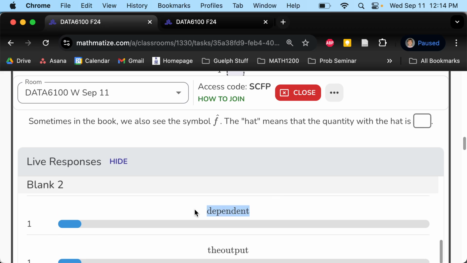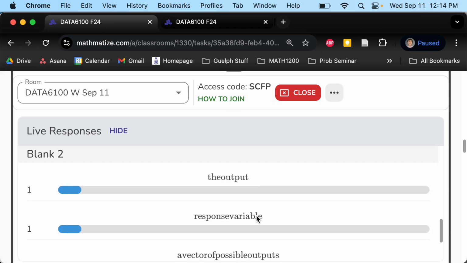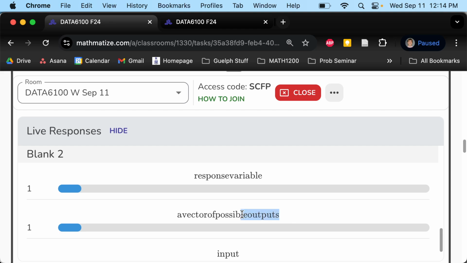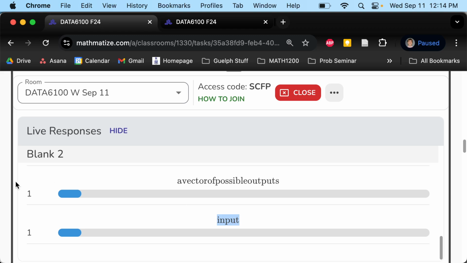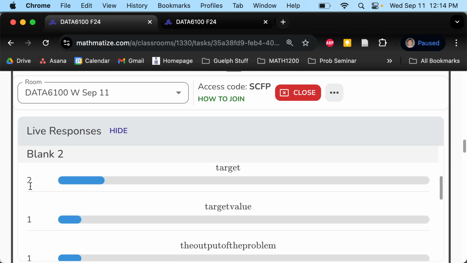Dependent, again, yeah, this sometimes comes up, but less common. Output response variable. Yeah, possible outputs. It's the actual output we got. And it's not the input. Okay, there's one person who has it backwards. Maybe you just press the buttons backwards.